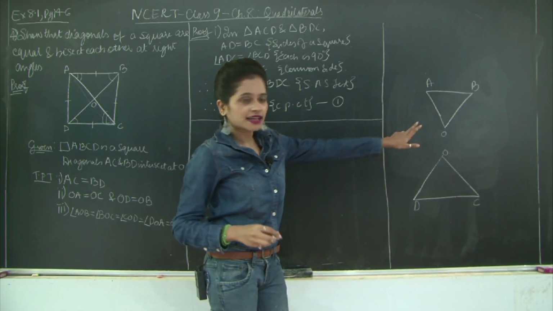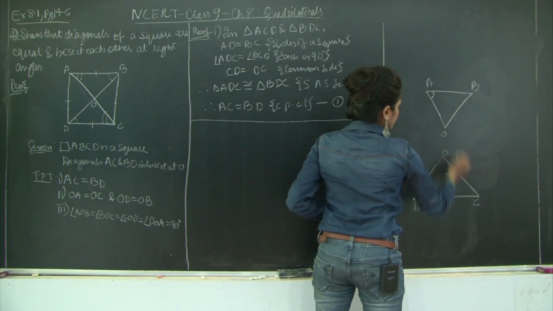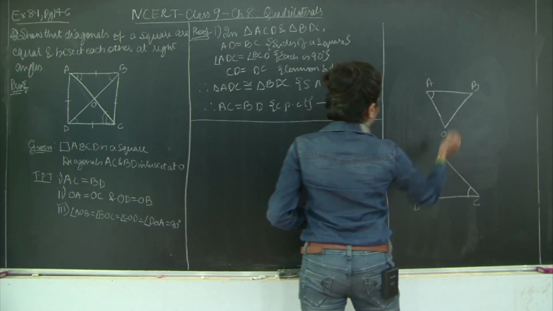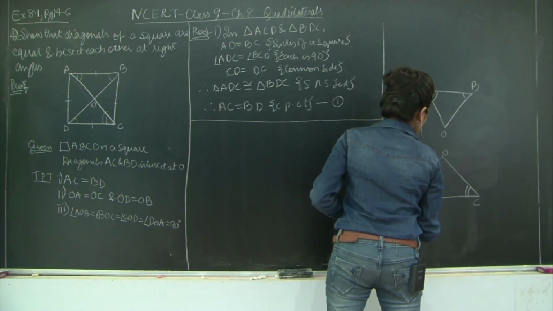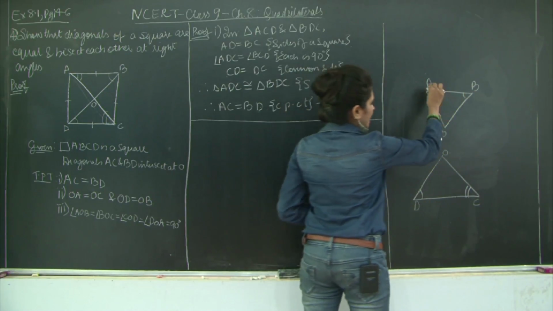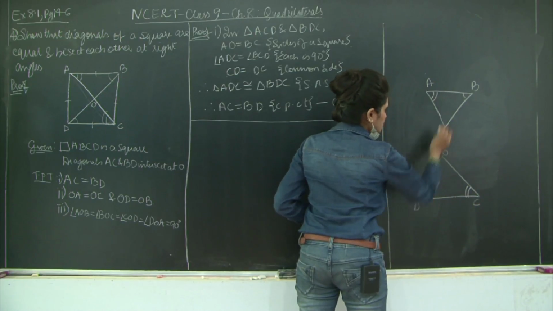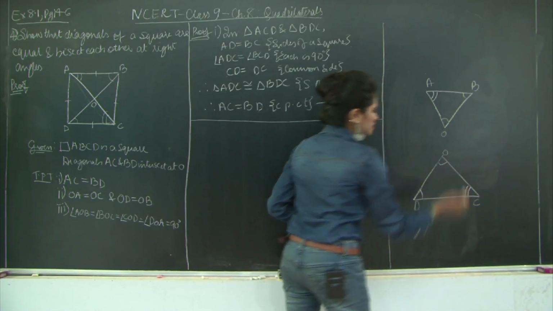So let us mark these out here. I have this angle equal to this angle, and this angle equal to this angle. Also, what can I say? AOB is equal to COD. Why? Because they are a pair of vertically opposite angles.